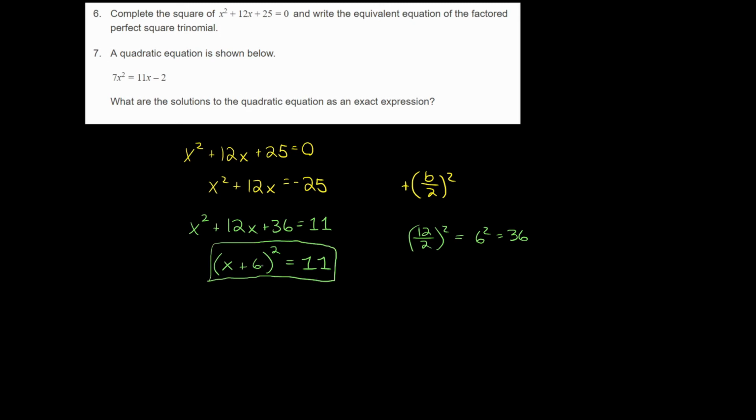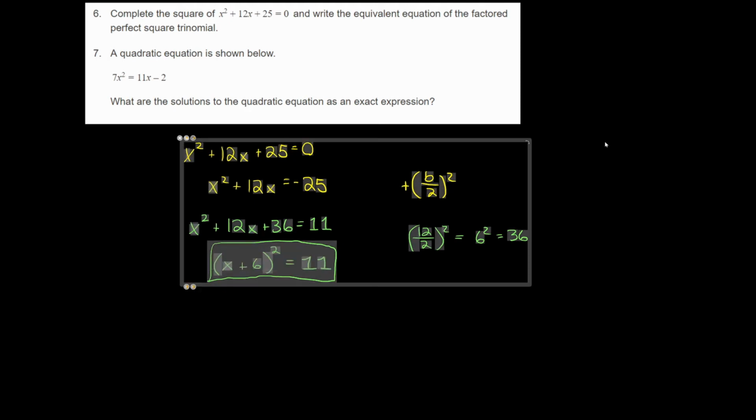Let's see number 7. A quadratic equation is shown below. 7x squared equals 11x minus 2. What are the solutions to the quadratic equation as an exact expression? Exact expression means no decimals. Everything's going to be as a fraction or a radical. So let's go ahead and get started on this one.